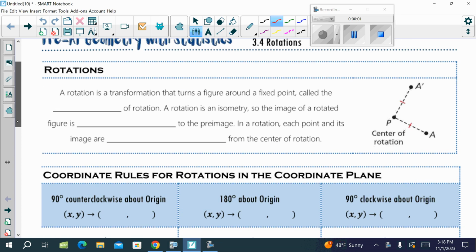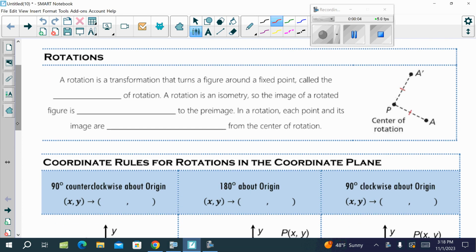Rotations. All right, a rotation is a transformation that turns a figure around a fixed point. That fixed point is called the center of rotation. A rotation, once again, is an isometry. So the image of a rotated figure is what? Congruent to the pre-image.